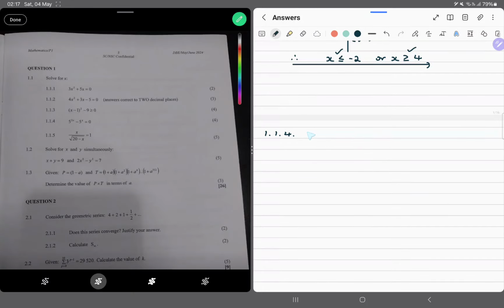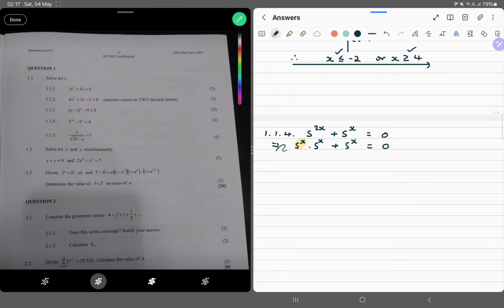Alright, so 1.1.4. We've got 5 to the exponent 2x plus 5 to the exponent x is equal to 0. This implies, if we apply our exponential rules, we know that when we multiply powers with the same bases, we simply add the exponents. Great. So just bear in mind that this is a power as a whole with a base and its exponent.